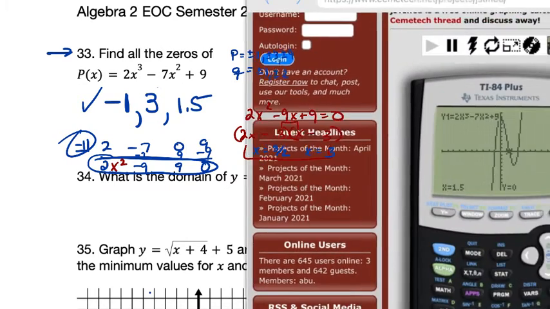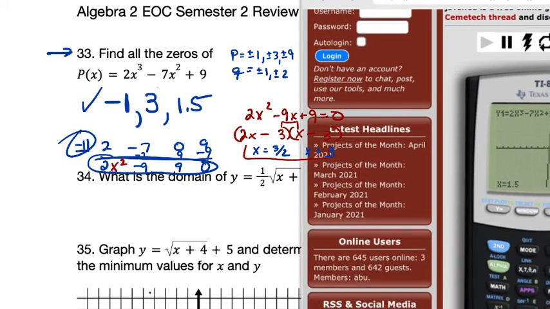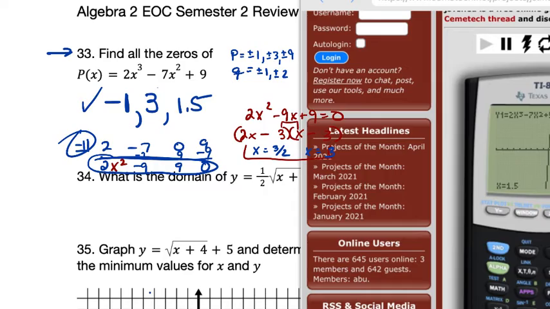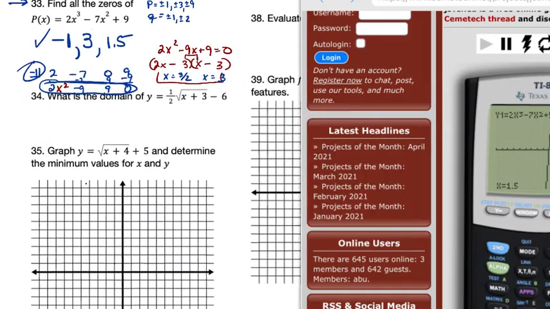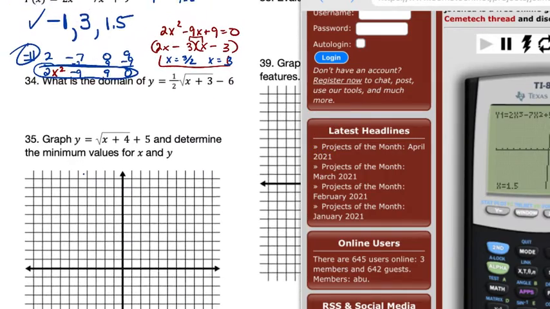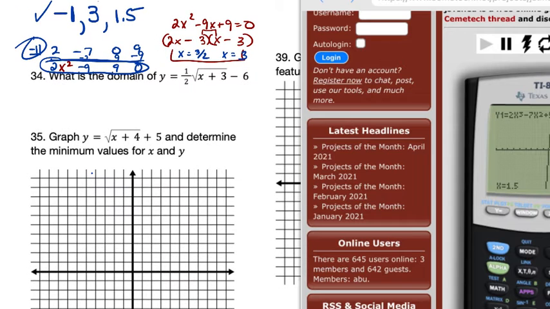But we have a calculator on this portion, so I don't know why you would do that. Okay, let's look at this next question here, number 34. What is the domain of this? Well, this is a square root function. If I want the domain of a square root function, I just take what's under the radical and say, you have got to be positive. And then I solve it. It tells me the domain. X has to be greater than -3.